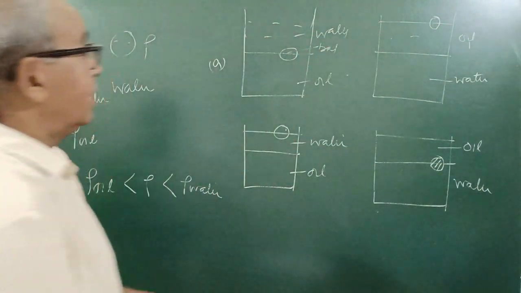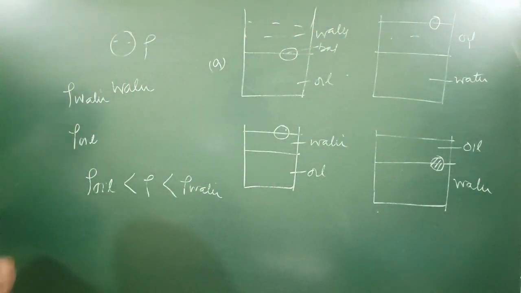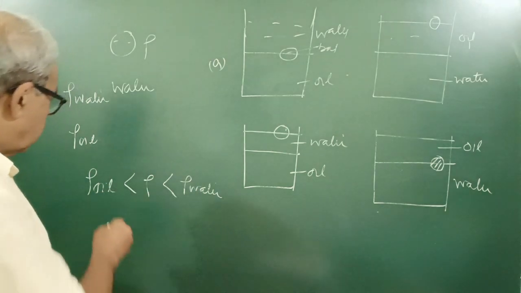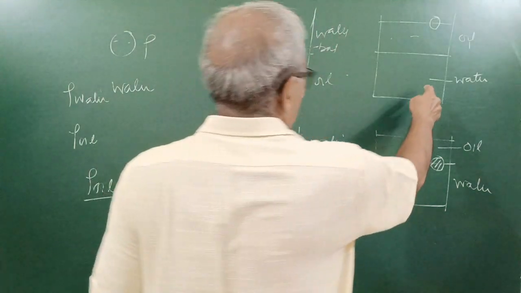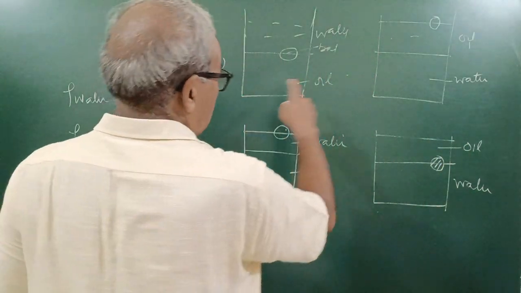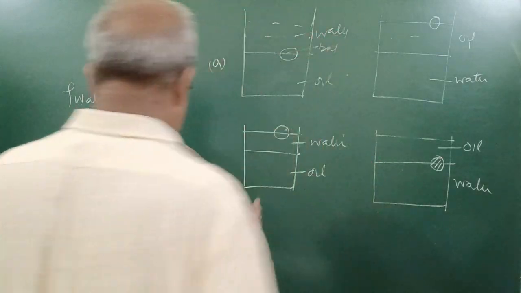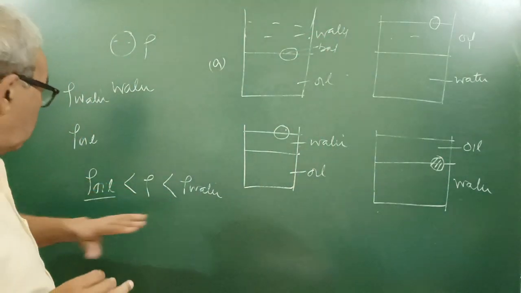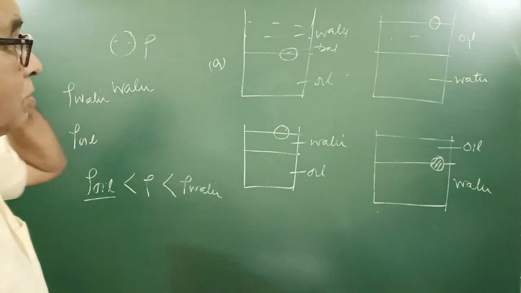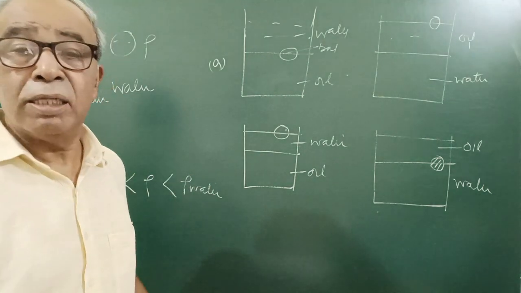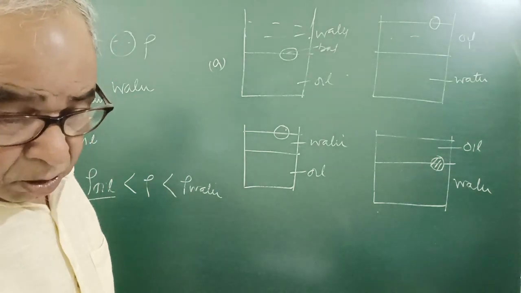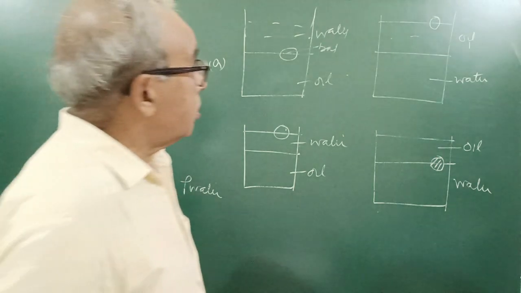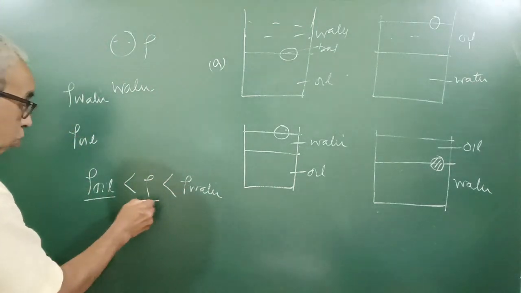Density of oil is less than density of water. So certainly water will be below the oil. So here water below, these two are wrong. Because density of water is more than that of oil, it will sink inside. So I think you have got my point. And the density of ball is less than water.